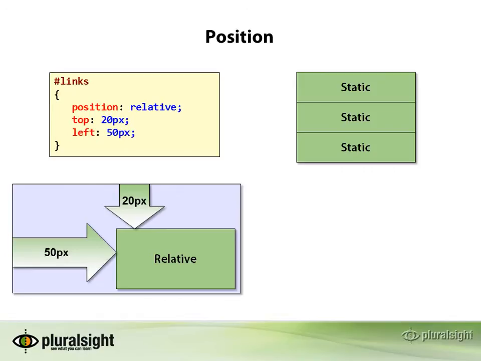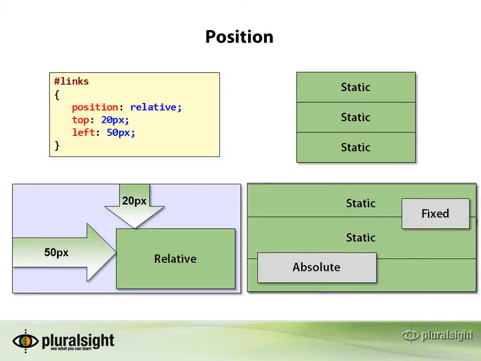Two other positioning values are absolute and fixed. These values remove an element from the flow of a document, from that flow we talked about earlier. Absolute positioning moves an element to a specific position relative to the body of the document, meaning you can take an element and say, I want this to appear 20 pixels from the top and 50 pixels from the left. And regardless of where this element appears in the markup, it's going to move to that position inside of the page. Fixed positioning is very similar, except the positioning is relative to the window itself.